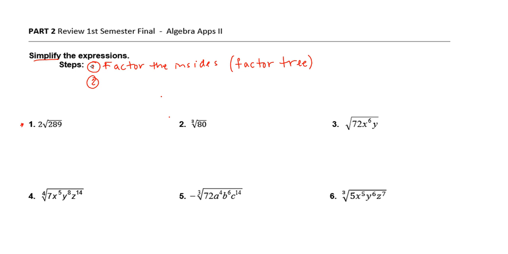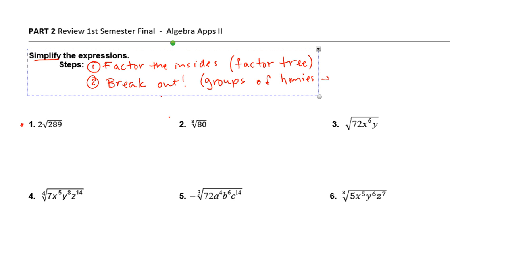Then you look for groups of homies. So you're looking to break out people. Break out groups of homies. And then that group size is going to change depending on the shelf number. So the shelf number is the size of the group.